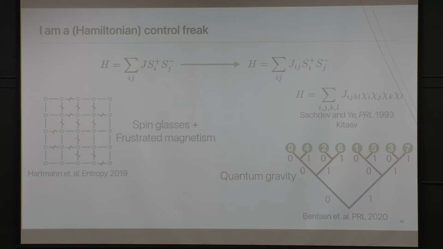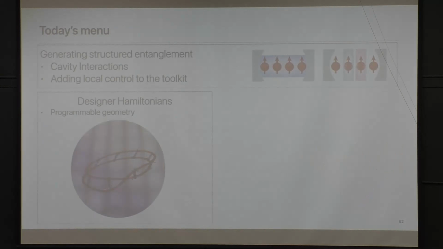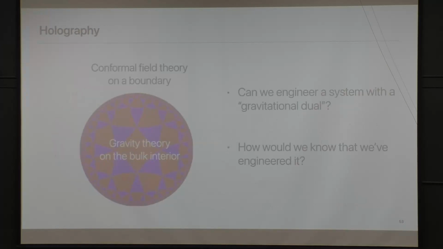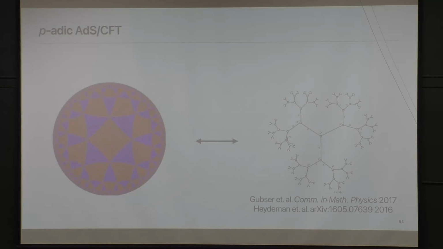Maybe you can do some more exotic things. That's what we'll finish up with. That motivates this idea of, can we create some sort of quantum state that's dual to some sort of gravitational theory? And an associated question is, maybe we have this control to make some state. How do we know that it's actually some sort of gravitational rule?